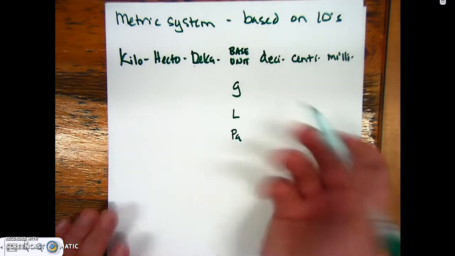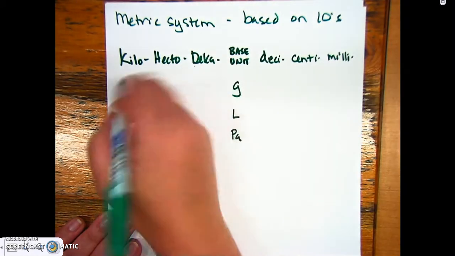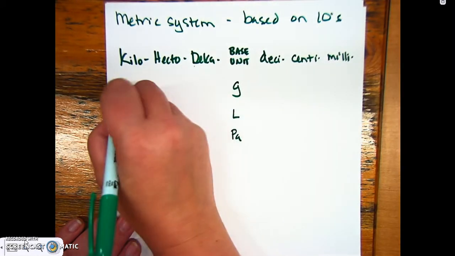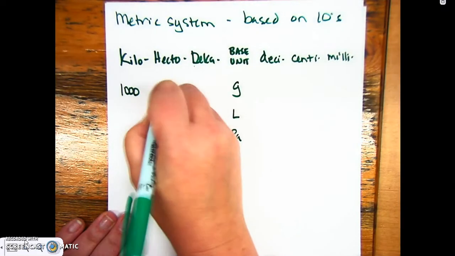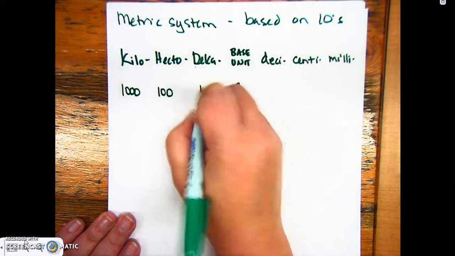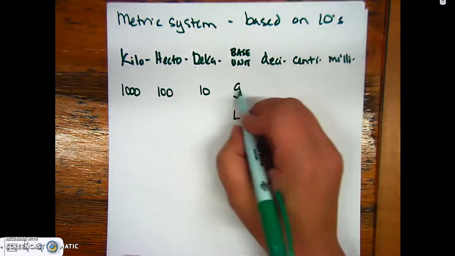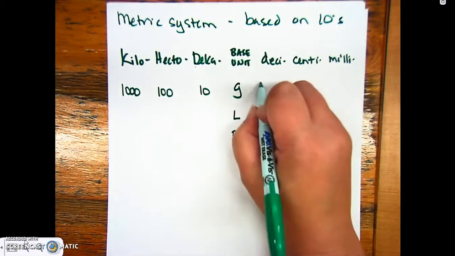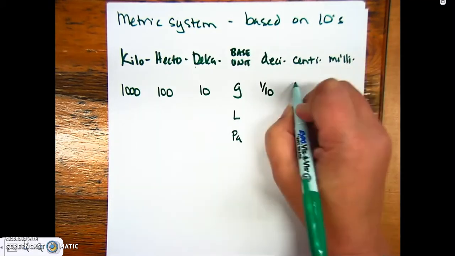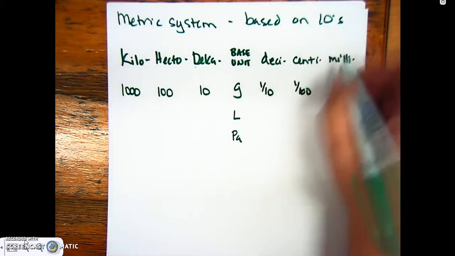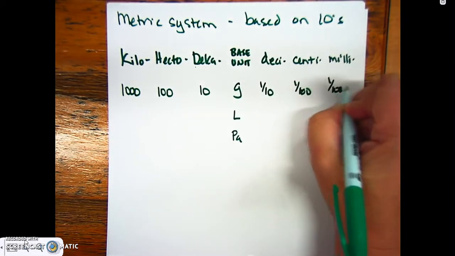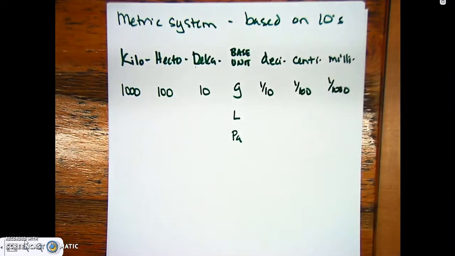So what kilo means is that there's 1,000 of the base units in it. So if this is 1,000, this is 100, this is 10, right? This is 1. Then you have deci, that is 1/10. This is 1/100th of our base unit. This is 1/1000th. So milli is 1/1000th.